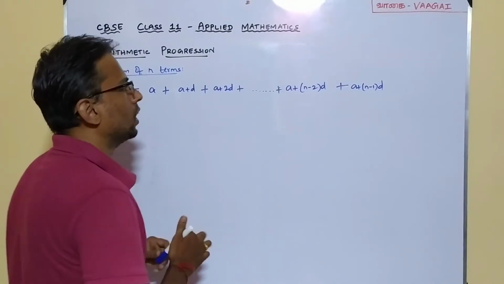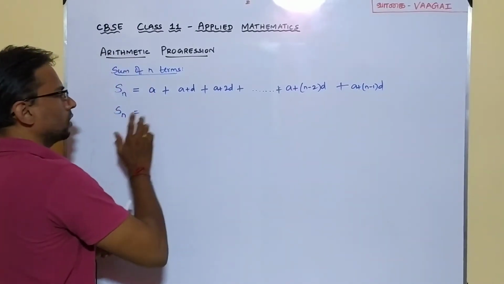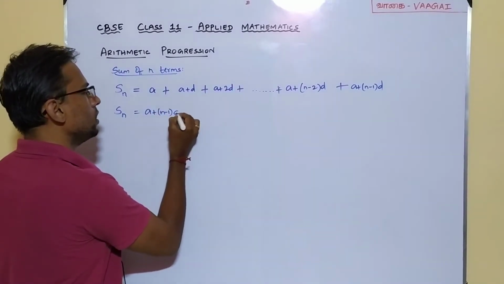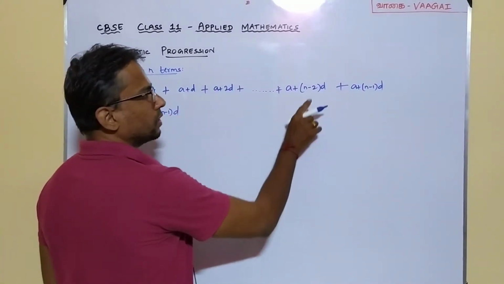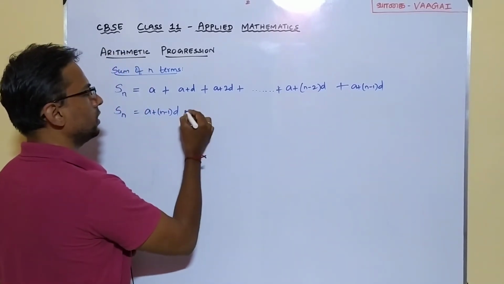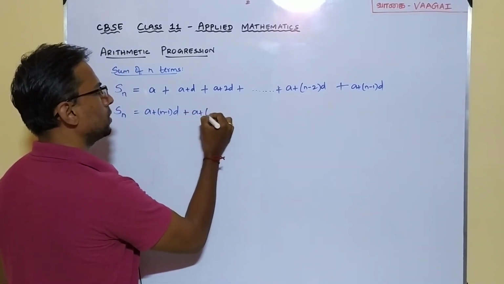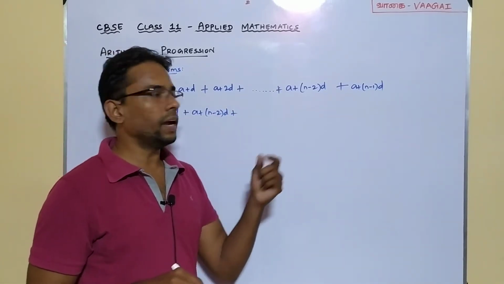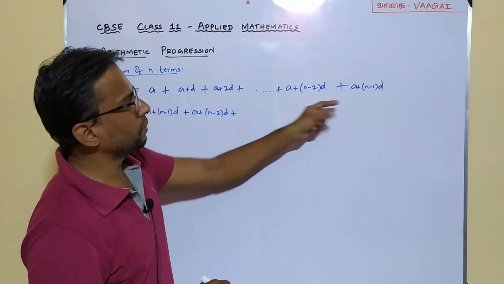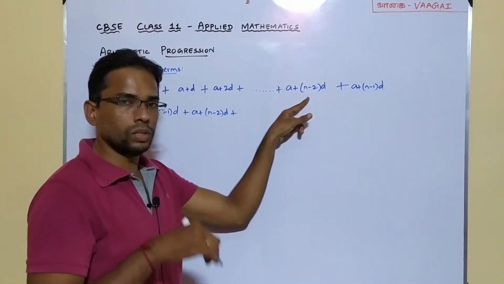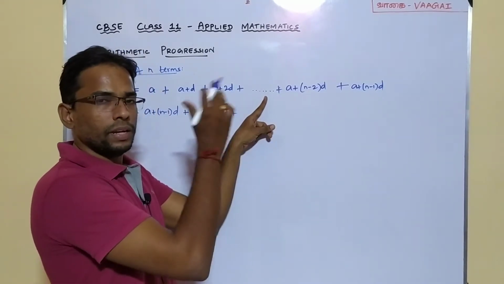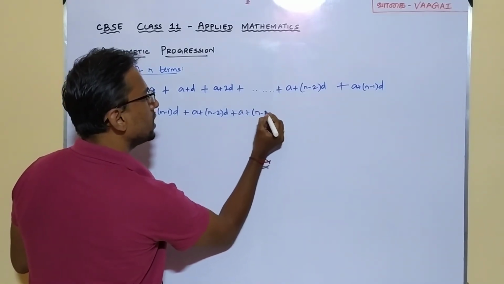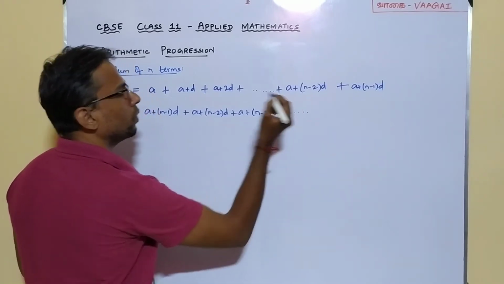Reverse order in the sense, now I'm going to write the nth term first. So what happens is a plus n minus 1 into d. Next, I'm going to write the n minus 1th term, so this will become a plus n minus 2 into d. And what comes next? We will be having the n minus 2th term. I mean, this is the nth term, this is the n minus 1th term, and here what will be the next one? The n minus 2th term, which will be a plus n minus 3 into d. And so on, this will be going like this.